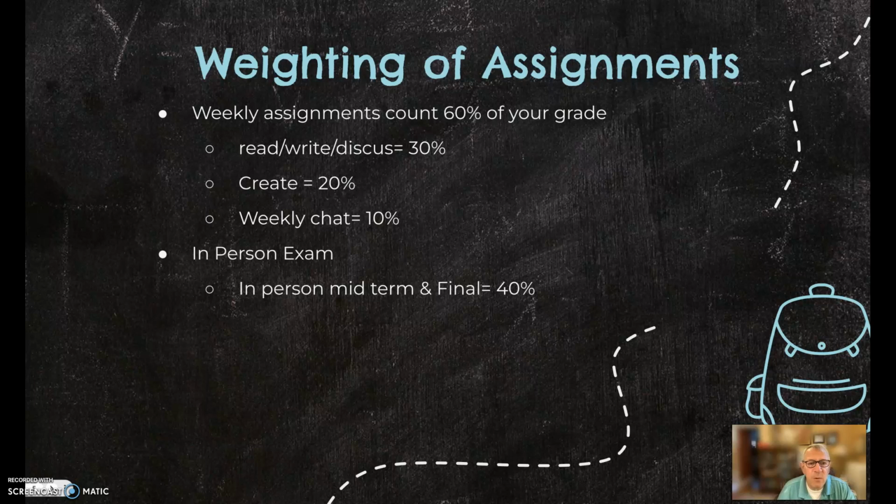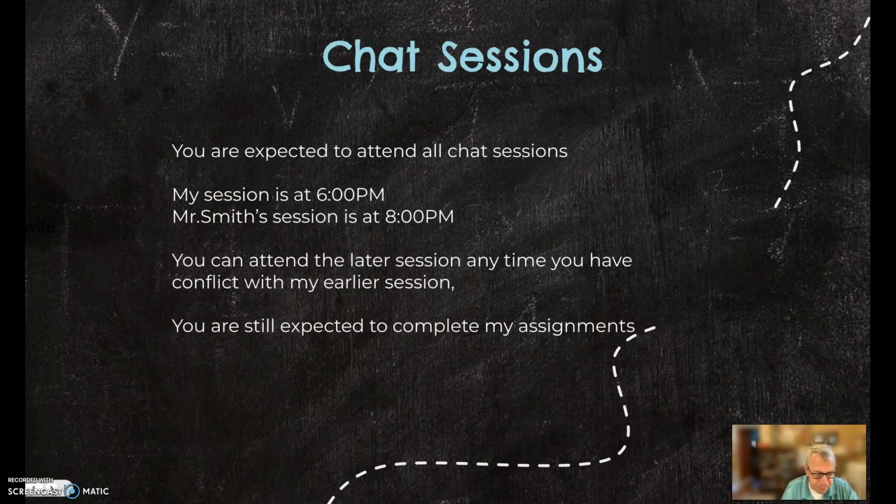You'll get 1 grade for rewrite and discuss, which is 30%. Your Create assignment is worth 20%, and the weekly chat is 20%. An in-person midterm and final exam count the other 40%. Each of those 2 exams is worth 20%. The chat session, as I said, is an additional grade and worth 10%.